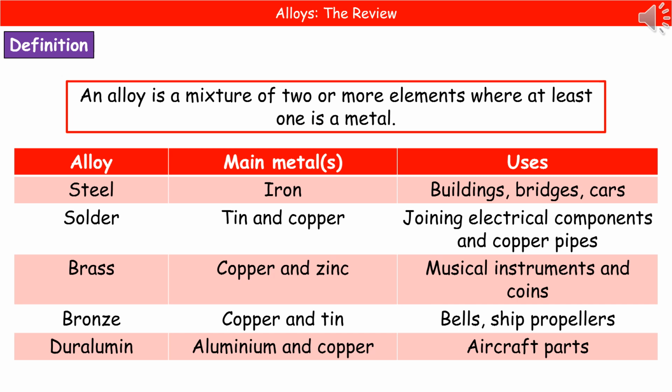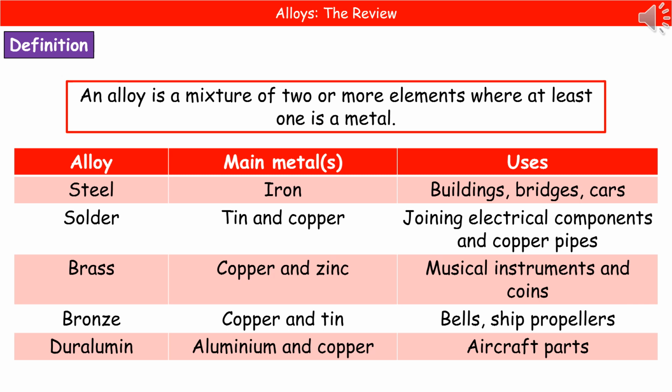First thing we need to know is the definition for what an alloy actually is. So when we're talking about an alloy, we are talking about a mixture of two or more elements where at least one is a metal. So make sure you know that definition because they used to ask it as a common question.